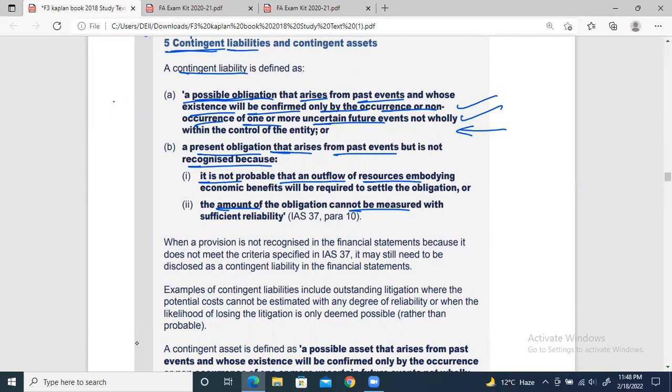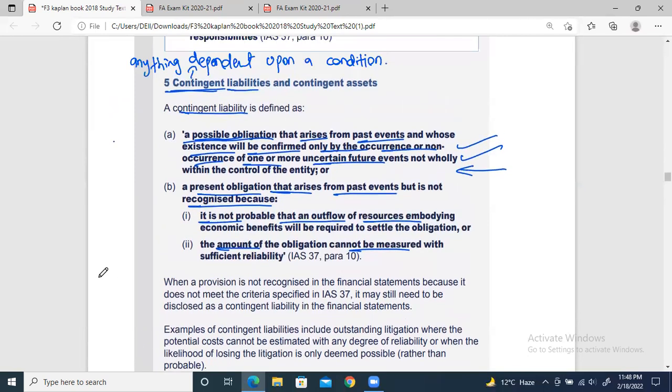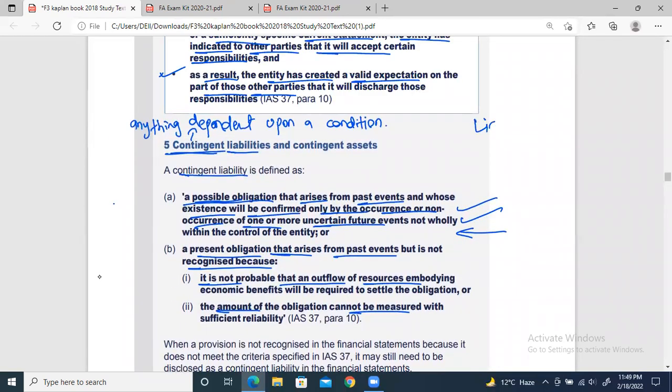I don't understand the difference between the provision and contingent liabilities then. It's not the same thing, exactly. Look, there are three things. One is liabilities, the simple liability. Then the second thing is provision. And the third thing is contingent liability.